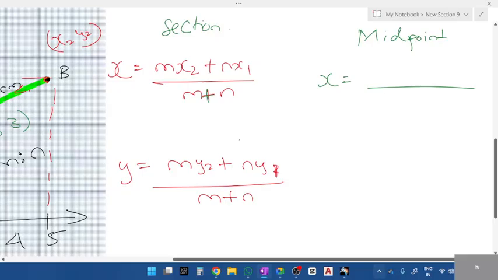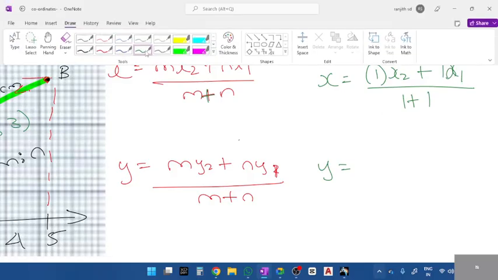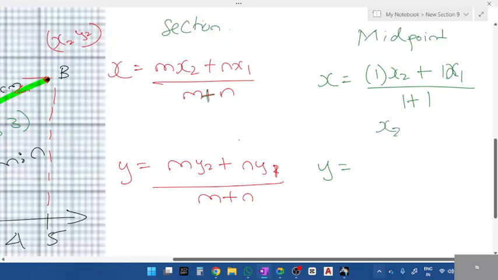So in place of m, can I write 1 into x2 plus 1 into x1 divided by m plus n, which is 1 plus 1, 2. Solve this formula. What do you get? You get x2 plus x1 divided by 2. In the same way, tell me for y. How will you find y? y2 plus y1 divided by 2.